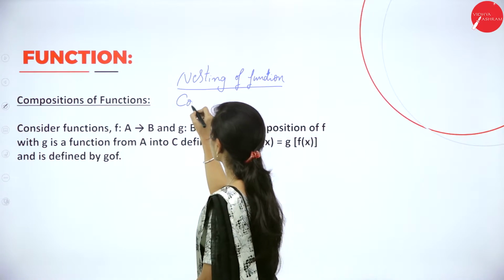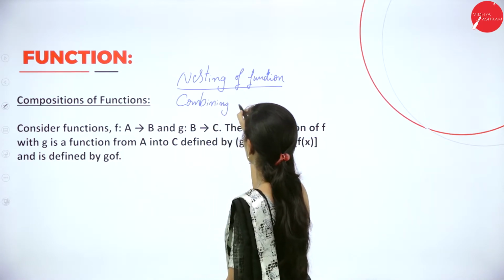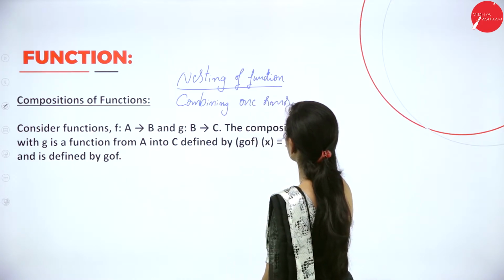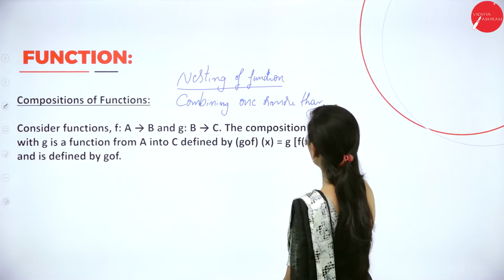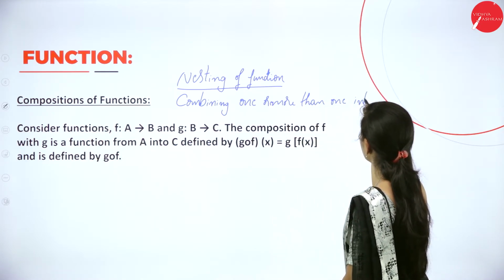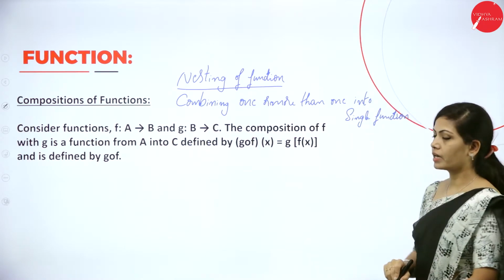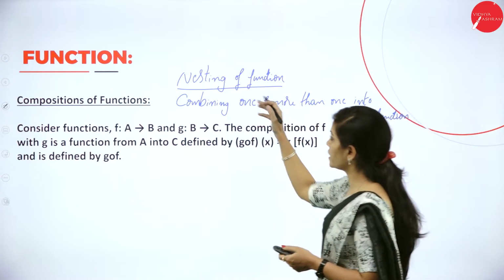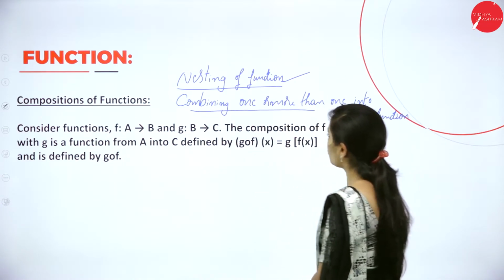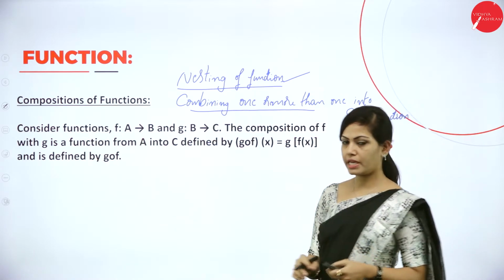Combining one or more than one function into single function. This is called composition of function. Composition in the sense it is a nesting of function, and it is also called combining one or more than one function into single function. So I will explain with an example.